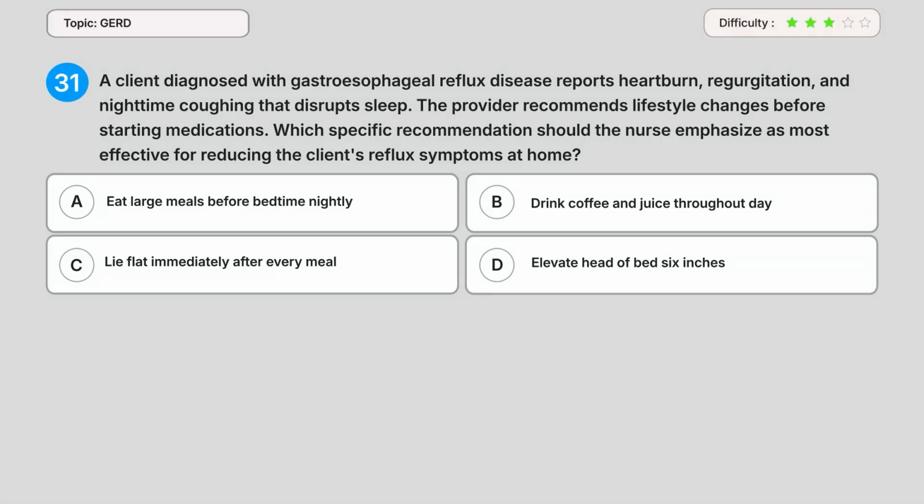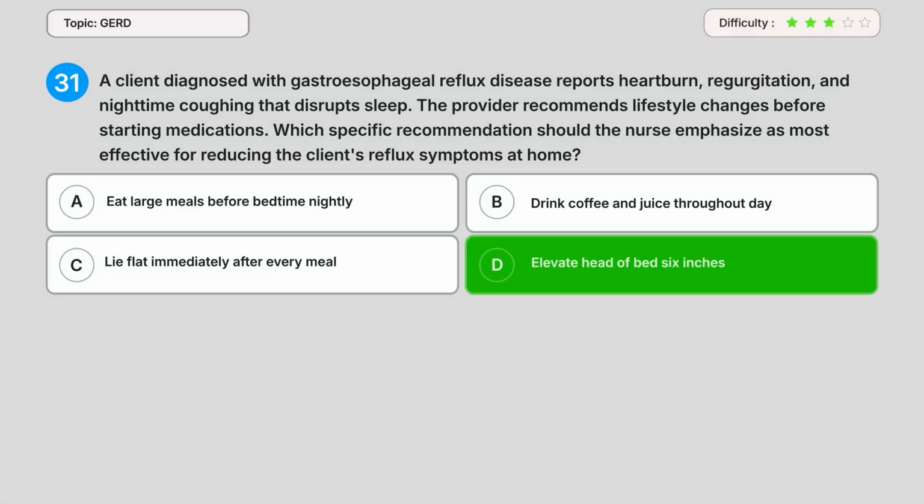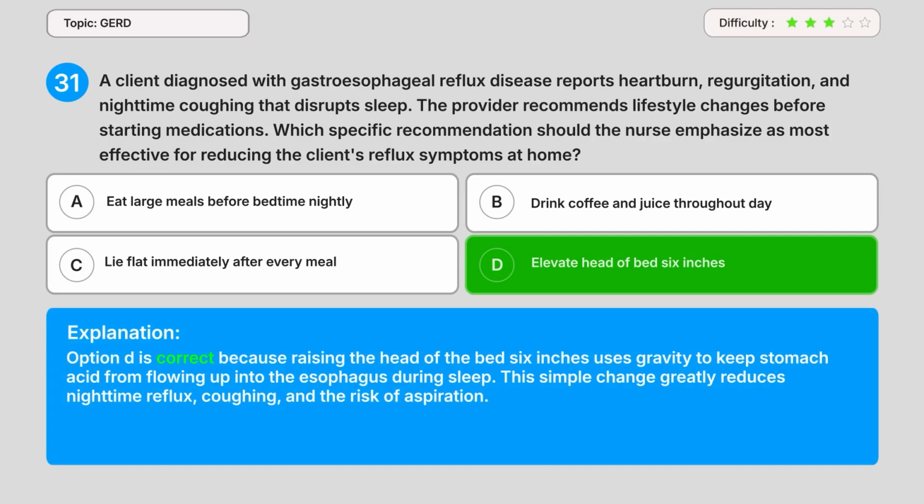Correct answer, D. Elevate head of bed 6 inches. Explanation. Option D is correct because raising the head of the bed 6 inches uses gravity to keep stomach acid from flowing up into the esophagus during sleep. This simple change greatly reduces nighttime reflux, coughing, and the risk of aspiration.